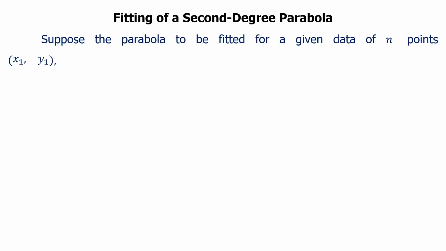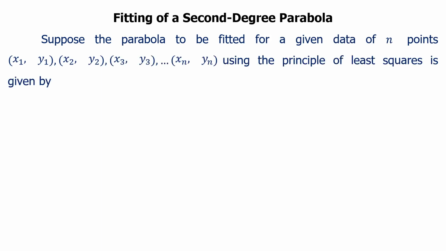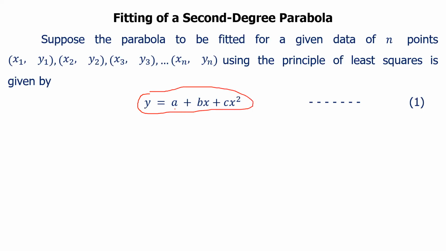So now let us take how to fit the second degree parabola. Suppose the parabola to be fitted for a given data of n points x1, y1, x2, y2, x3, y3 up to xn, yn using the principle of least squares is given by this. So this is the general equation of a parabola or second degree equation: y is equal to a plus bx plus cx square. So this is called the equation of parabola.